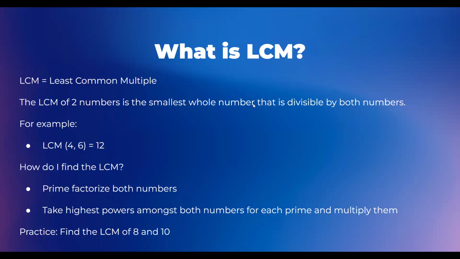Sure. So for 8, when we prime factorize it, we have 2 times 2 times 2. So that's 2 to the power of 3. And for the number 10, we have 2 times 5. So now when we look at 8 and 10, the 2 is common, but in 8 we have a higher power because it's 2 to the power of 3. So we keep that. And then for 10, we also have 5 to the power of 1. And then you do 2 to the power of 3, which is 8, and then 5 to the power of 1 is 5. So 8 times 5 is 40.